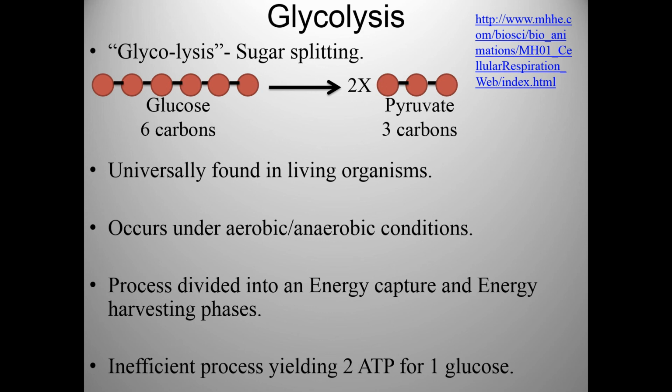This particular metabolic process is universal. So this is probably one of the oldest metabolic processes, because it's found in virtually almost every single living organism on this planet. It's both an aerobic and an anaerobic process. So that means it can take place in the presence of oxygen and in the absence of oxygen. This particular process is divided into 2 main phases. We'll focus on the energy capturing and the energy harvesting phases.